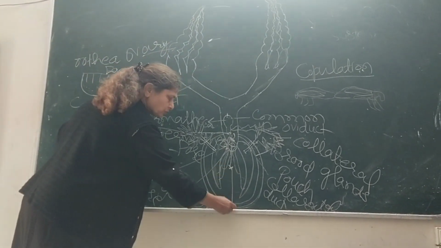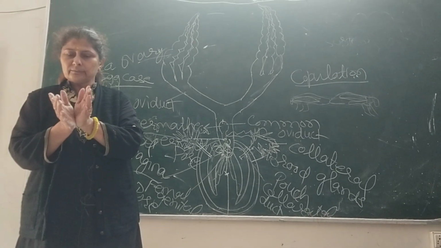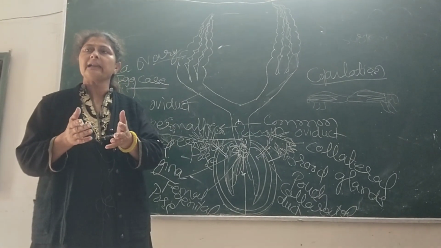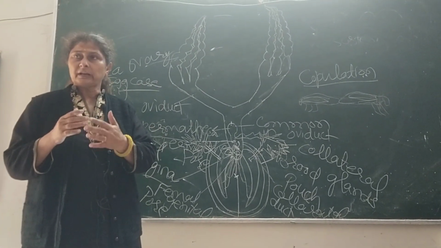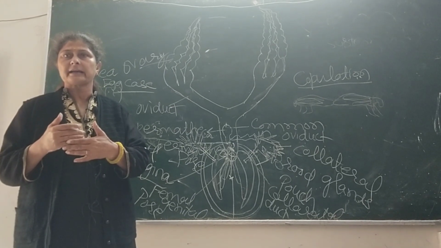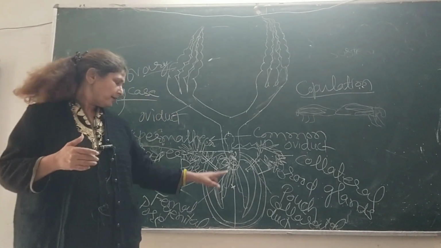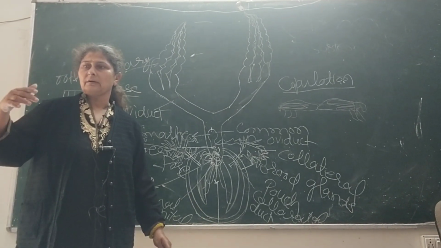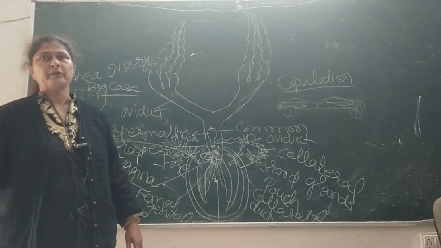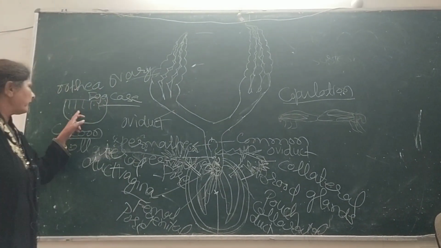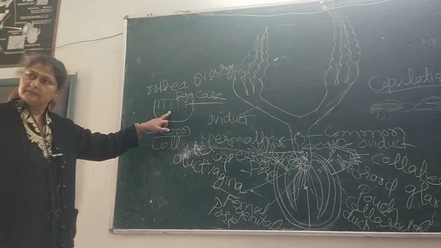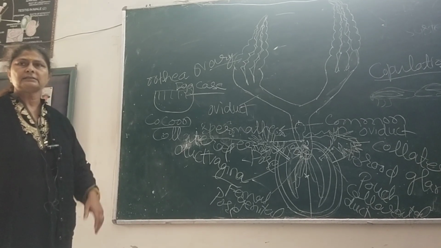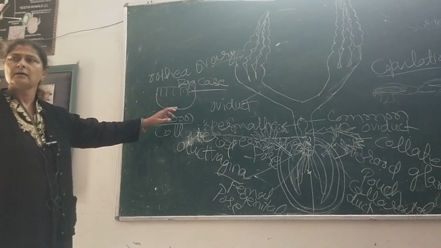From this brood pouch, this egg case with the fertilized egg present in it comes out of the body of the female, and it becomes harder. It takes the shape like this. Okay? And after that there is formation and development of the egg.